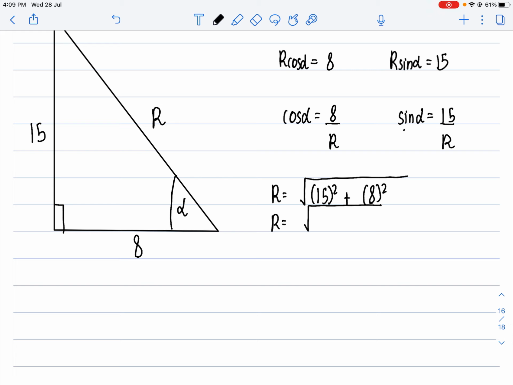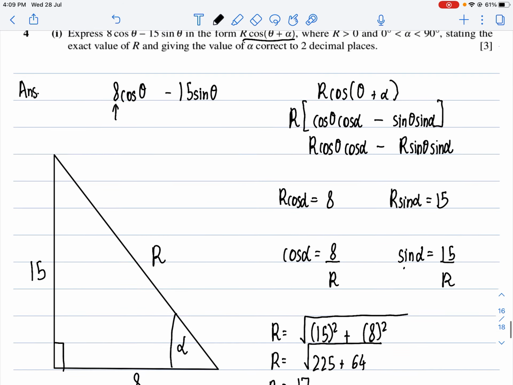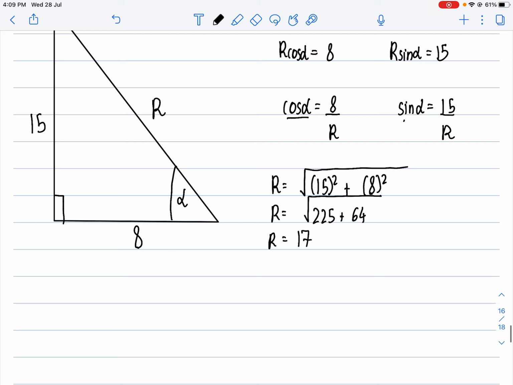15 squared is 225, plus 64, which gives me my r as the root of 225 plus 64, which is basically 17. So this is my r, correct? Now, as you can see, I have a cos here, so I take the cos equation and write this as cos alpha, which is equal to 8 over 17.